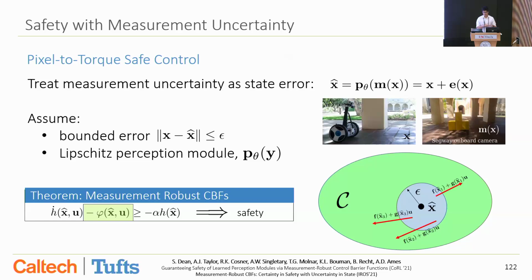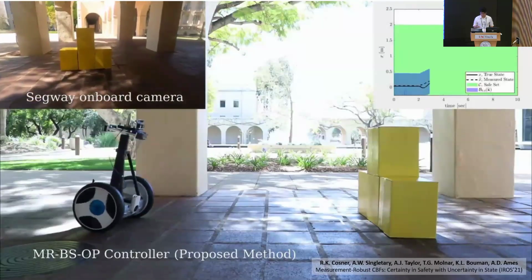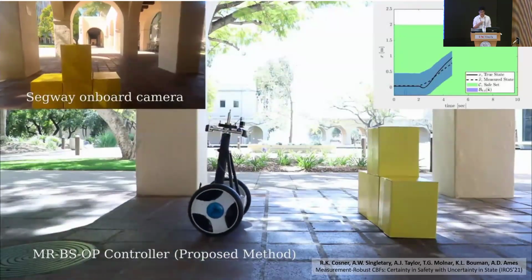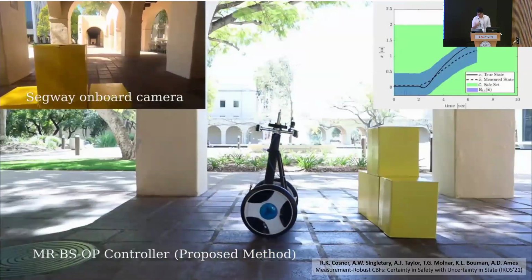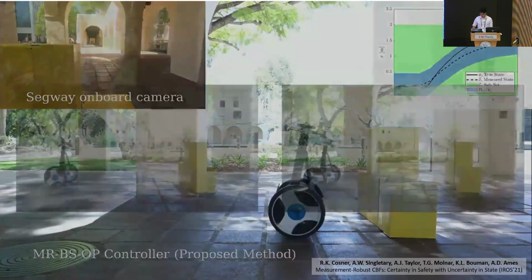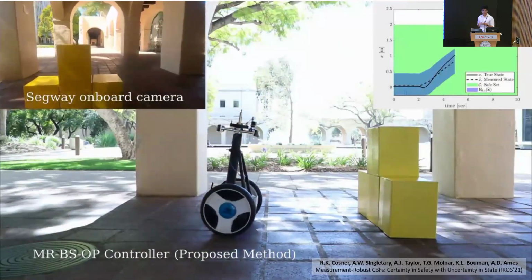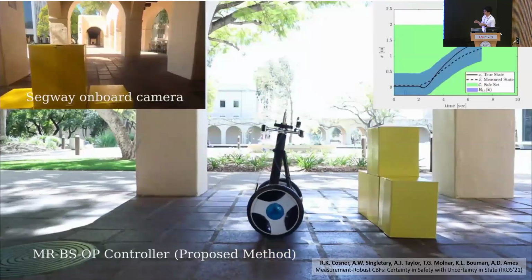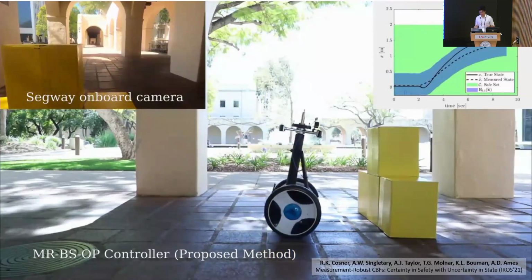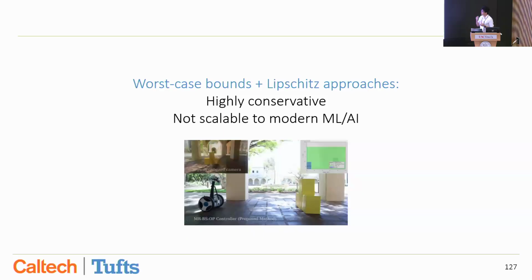So we have this theoretical statement for this kind of pixel to torque from a controls perspective. And this works on hardware. We deploy the Segway where we're just trying to prevent it from hitting the blocks. It's using this onboard camera, which you can see on the top left, for its state estimation, and it's keeping this whole blue tube safe. So the true state is the black line, the estimated state is the dotted line, and we're choosing a single input for the system to keep the whole blue tube safe, acknowledging that the estimated state might deviate from the true state. Now, this worked.